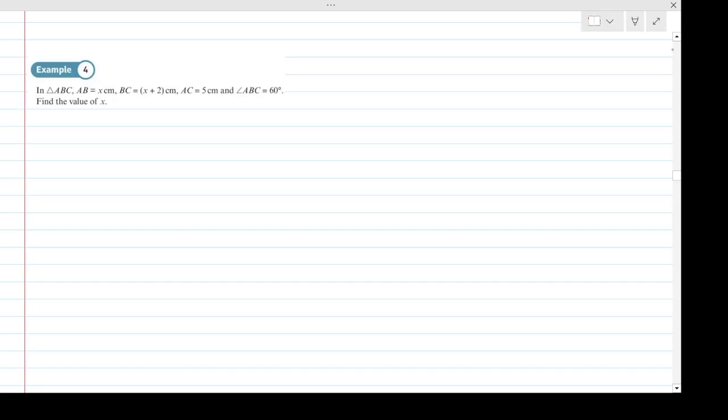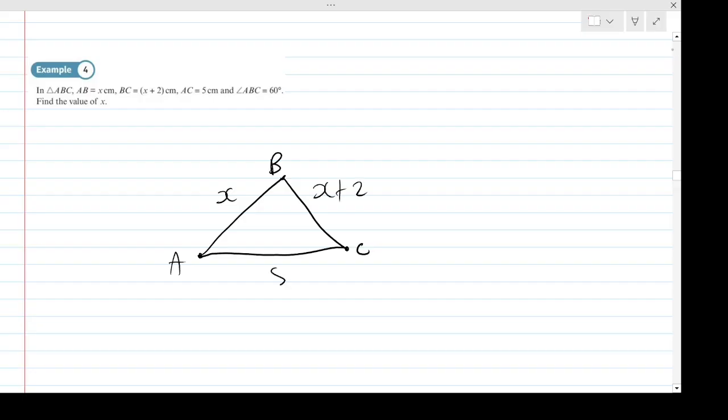Right, so it's a bit of algebra thrown in. But again, it's talking about a triangle. Let's do a very rough idea of what the triangle looks like. So we have triangle at the point A, say this is the point B and then that's the point C. We're told AB is x, BC is x plus 2, and AC is 5. We're also told angle ABC, so that will mean the angle at B, because B is in the middle here. So angle at B is 60. Then I need to find the value of x.